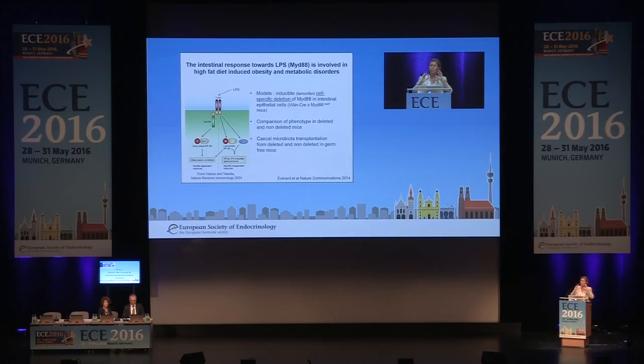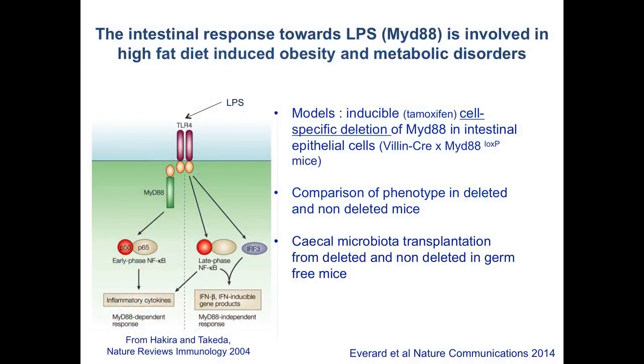So in the lab, we have also shown that when you have the translocation of LPS, LPS may also play a role in the disturbances of the gut barrier by changing the metabolism in the intestine. When the LPS is binding to its receptor, toll-like receptor 4, it can activate different pathways, including the MyD88 pathway, creating a pro-inflammatory process. And so we have used a model of inducible cell-specific deletion of MyD88 in the intestinal cells to try to know if the activation of those receptors in the intestine plays a role in obesity.